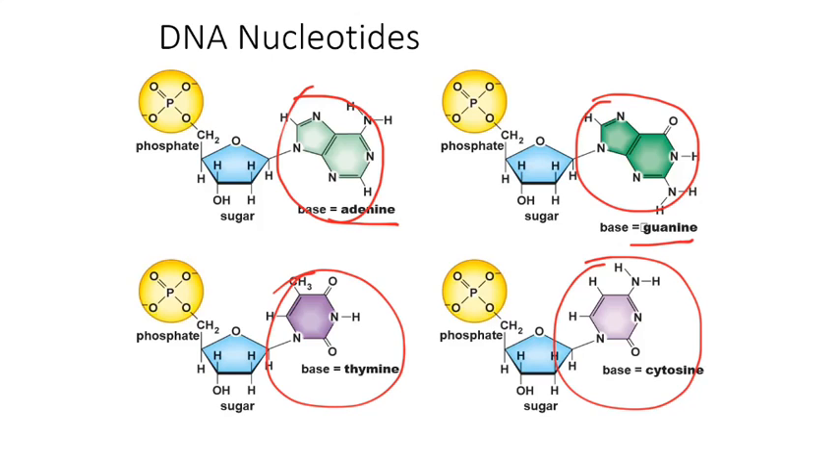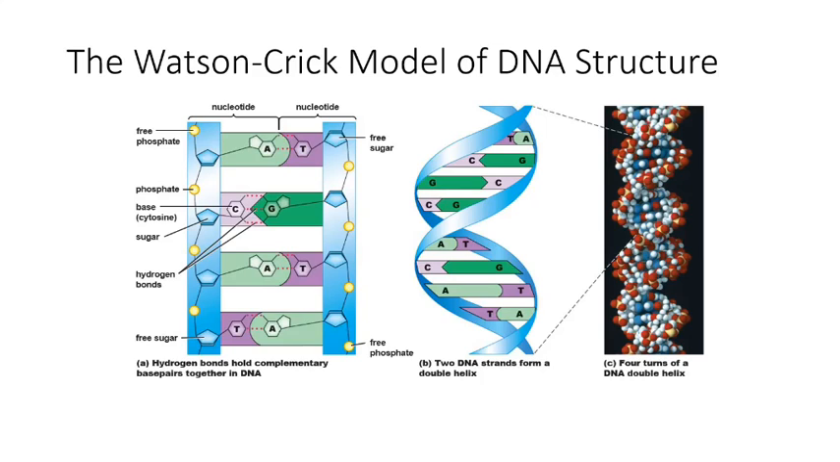Adenine and guanine are both purines. Thymine and cytosine are pyrimidines. DNA wants to have a purine-pyrimidine pair. So A binds to T and C binds to G. In A and T, they need 2 hydrogen bonds, and in C and G, they need 3 hydrogen bonds.